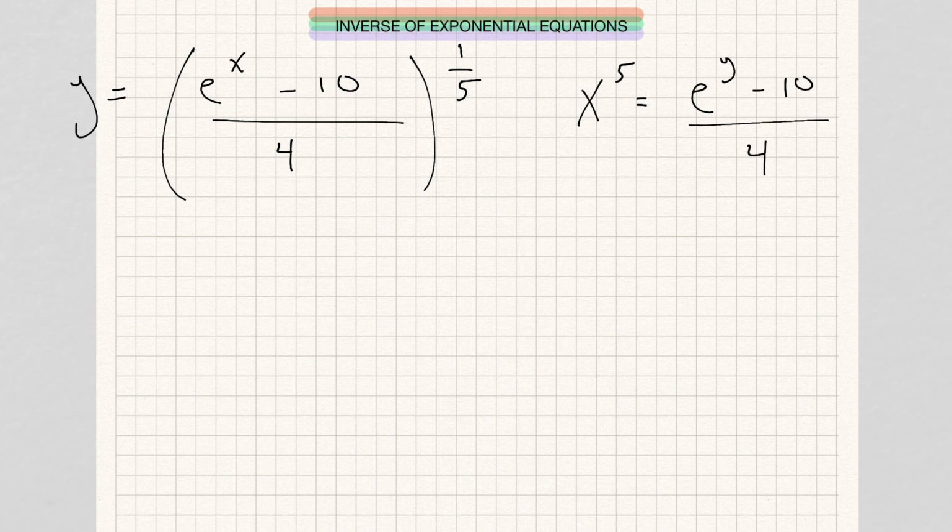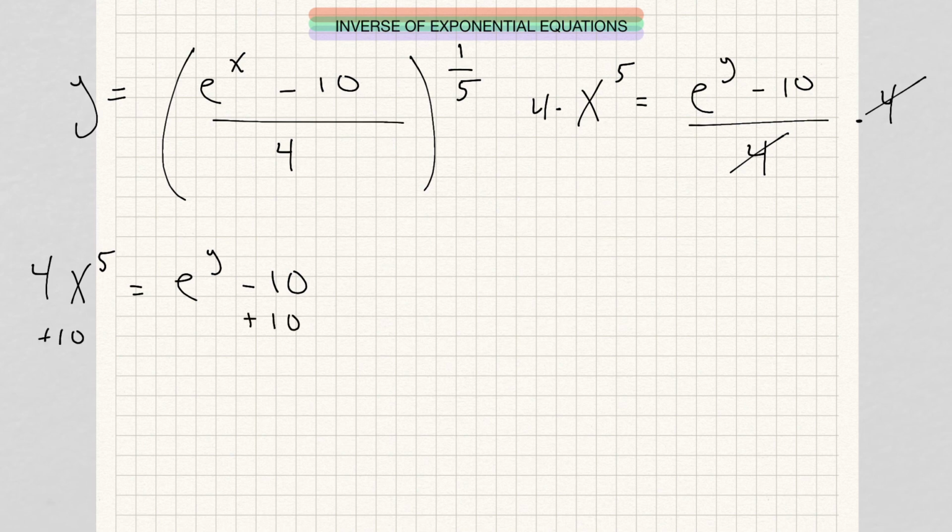So now let's multiply both sides by 4. Multiply by 4, multiply by 4. So now we have 4x to the 5th equals e raised to the y minus 10. By the way, this 4 and this 4 cancel out. So now we're going to add 10 to both sides. Add 10 here, add 10 here. Okay, cancels out on this side. So we have 4x to the 5th plus 10 equals e raised to the y power. Okay, this is the point that we're at.